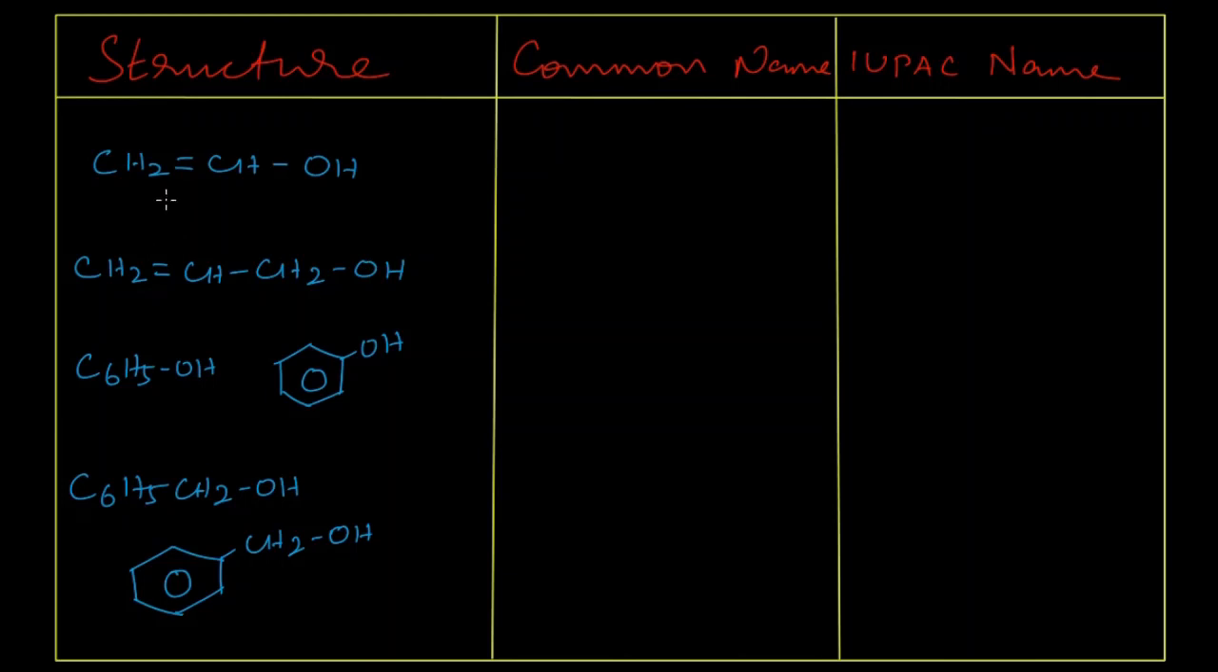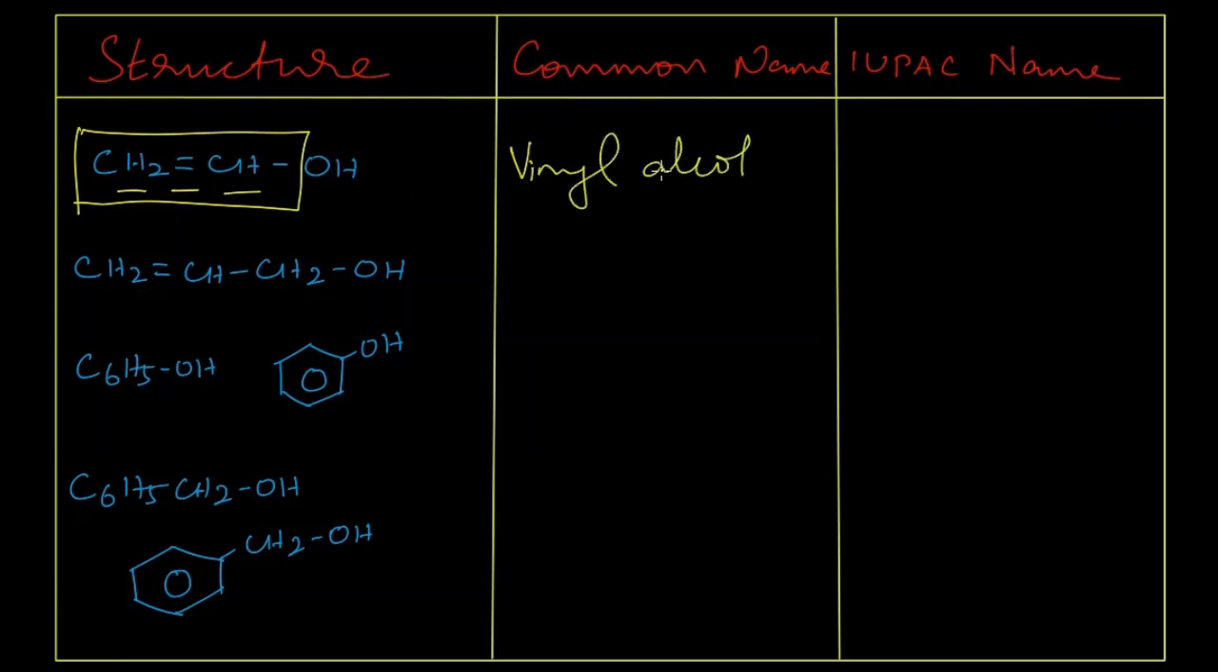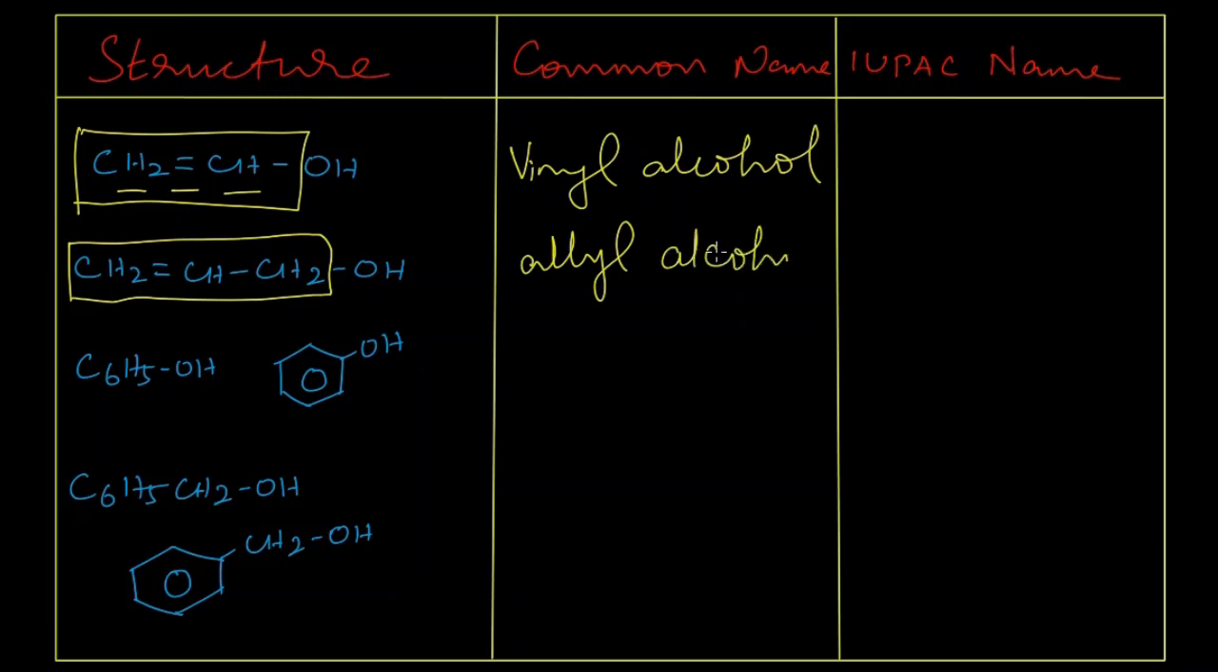Come on, let's give the common name for these compounds now. Here CH2 double bond CH, this itself is called vinyl. CH2 double bond CH single bond is called vinyl. Vinyl, OH is alcohol. So the common name of this compound is vinyl alcohol. And here the CH2 double bond CH single bond CH2 is called allyl. So it is allyl, OH is alcohol, allyl alcohol.